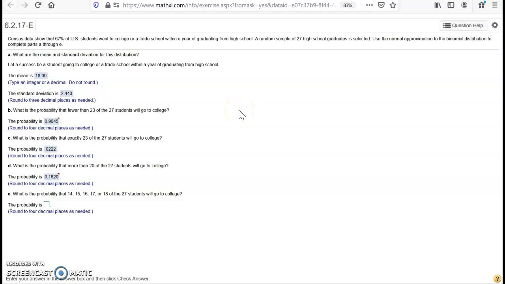Okay, we're going to look at part D and part E on this problem, and this is a normal distribution here, and it says that 67% of the students went to college, and then a sample of 27 were selected. And so we've already calculated the mean and the standard deviation, but we're going down here to the probability that more than 20 of the 27 will go to college.